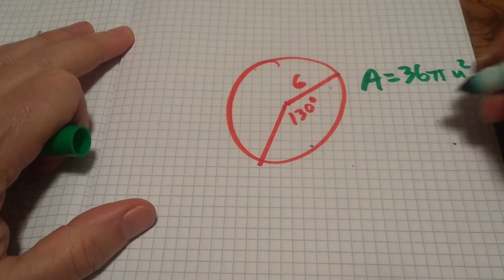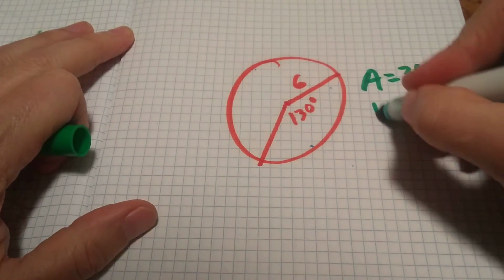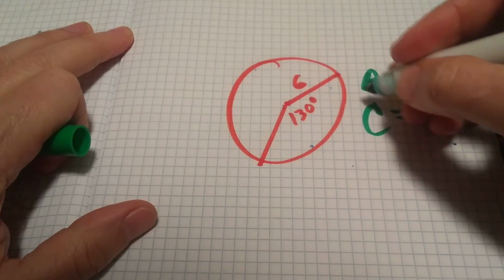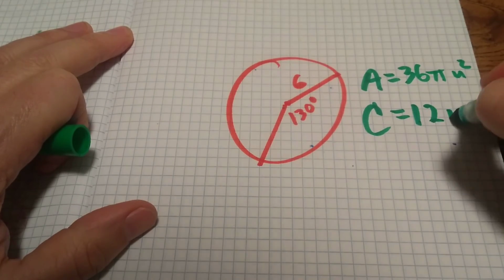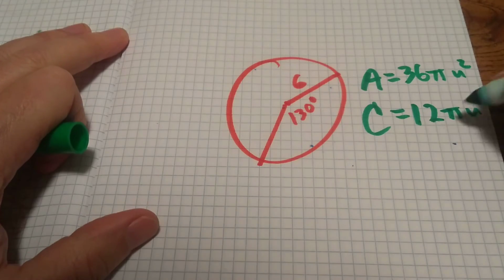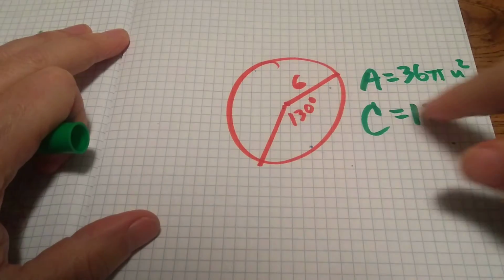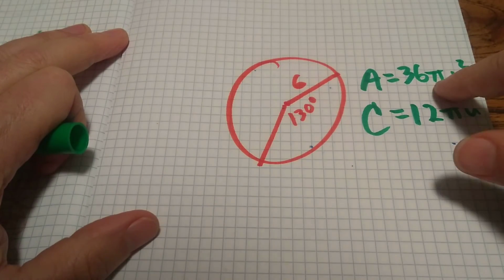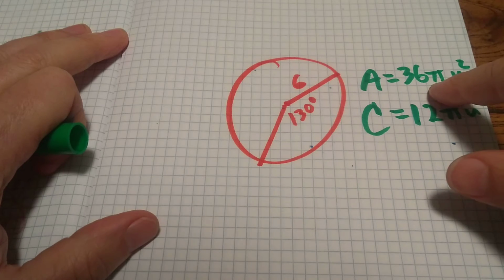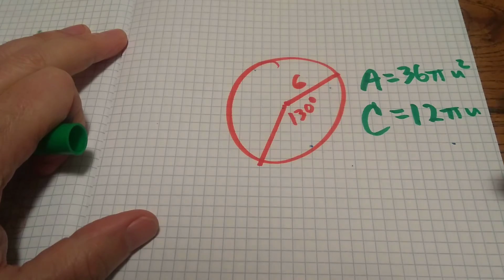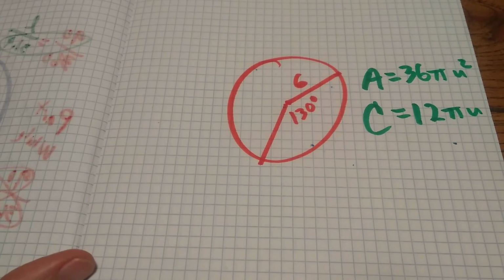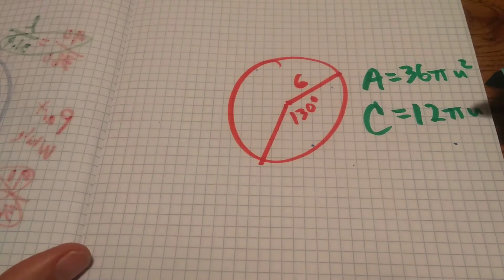And my circumference is going to be 12 pi units. Once again, roughly 36 around it and a little bit more, and 36 times 3 is around 120. I'm doing that in my head. Okay, these are the exact numbers. I could plug in 3.14 or 3 if I wanted a really rough estimate.